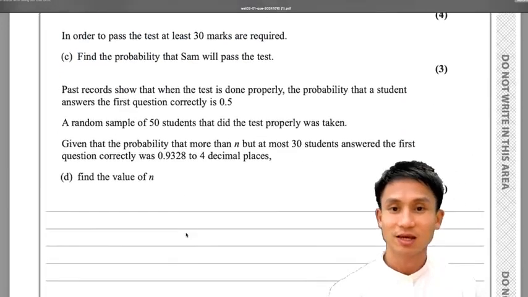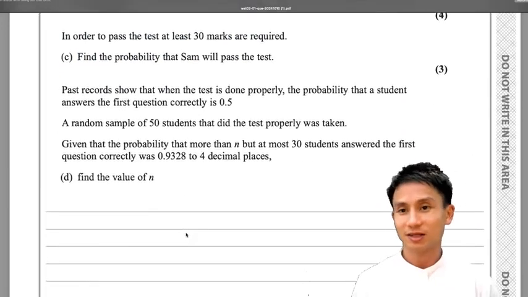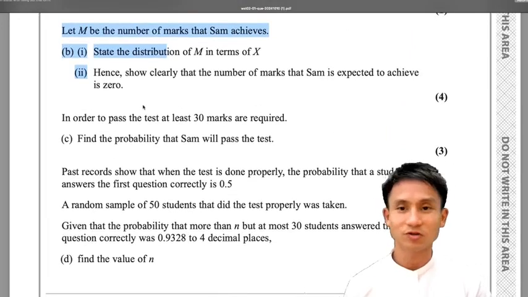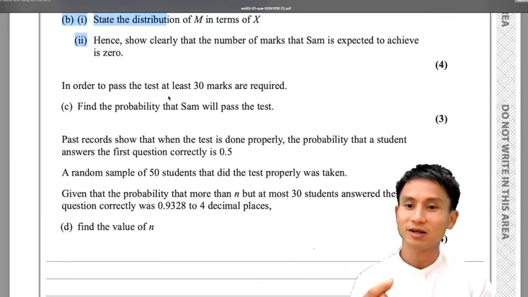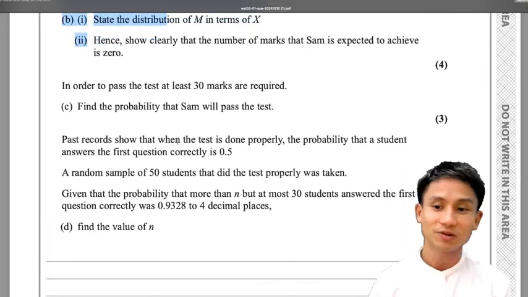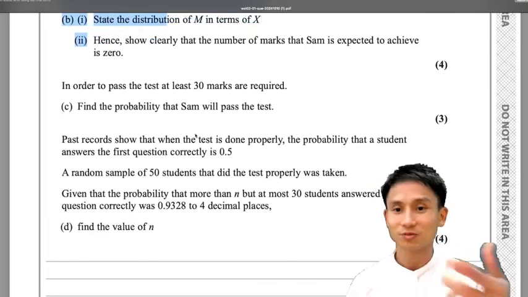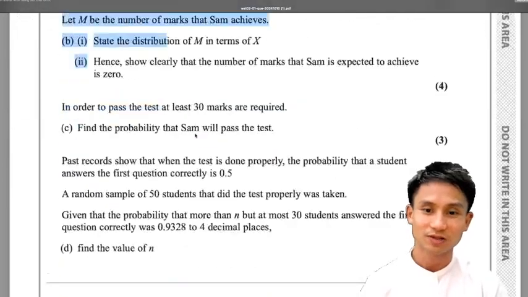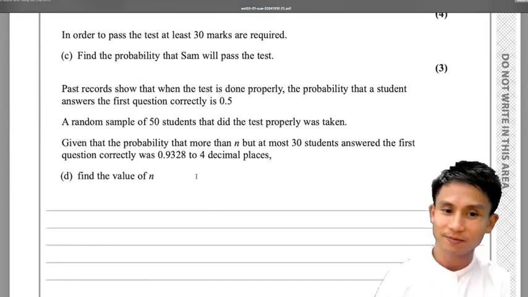And now in order to pass, if you got the earlier part, you got the distribution of m, right, then you will just make it greater than 30 and find a probability, and that will be in terms of x because you already know the probability of x, so that was fine.